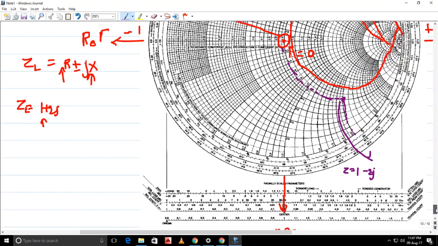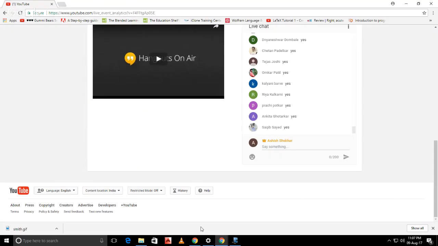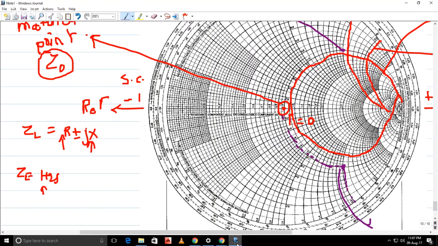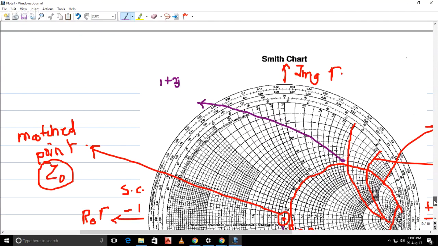Understood, everyone? Is it fine for everyone? Yeah, everyone has found those points on the Smith chart. Yeah, so the last point that I wanted to cover in this, and then we can probably stop the session.